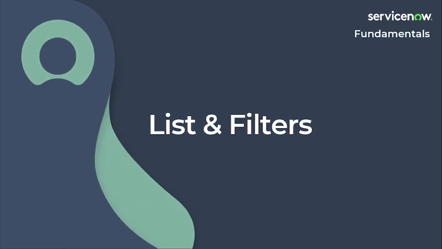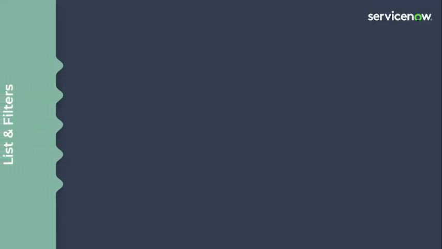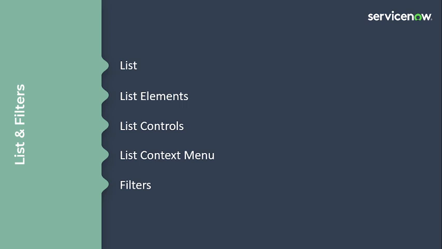In my last video, I explained roles and rights management, which include what is a user, what is a group, roles, their mapping, and user access management. In this video, I will explain lists and filters. So let's start. I will explain the list elements, list control, list context menu, and filters.